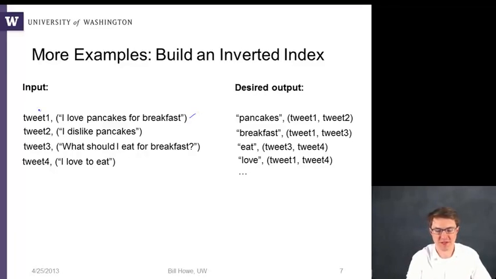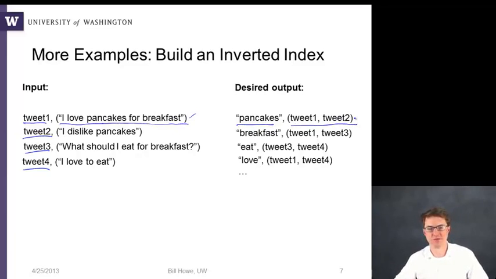Now imagine we just had tweets instead of documents, and the input here is that the keys are these tweet IDs that I've invented, and the value is the text of the tweet itself. The desired output here is the word along with a collection of tweet IDs. So how do we do this?